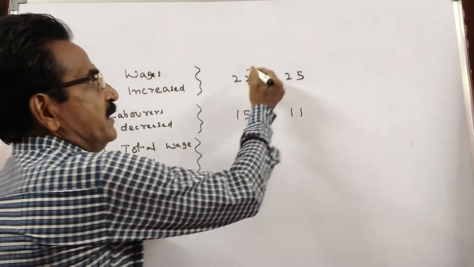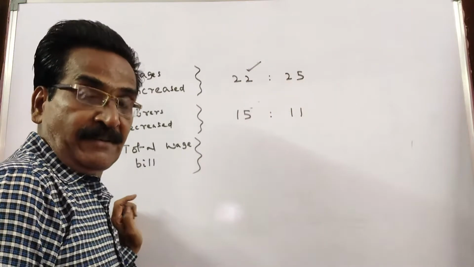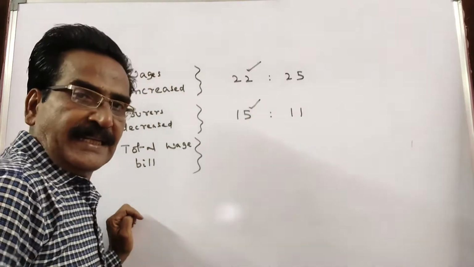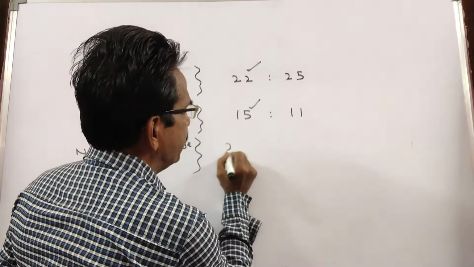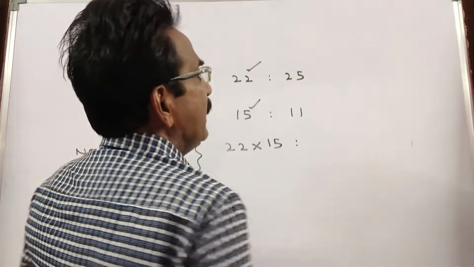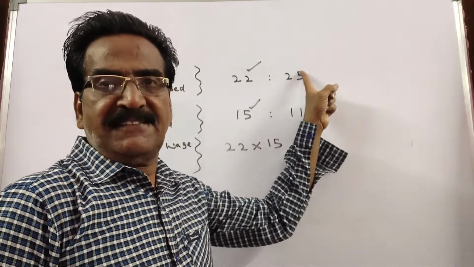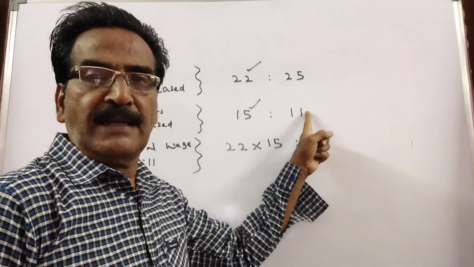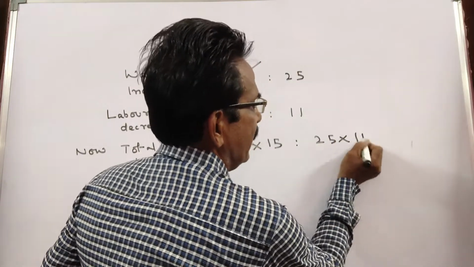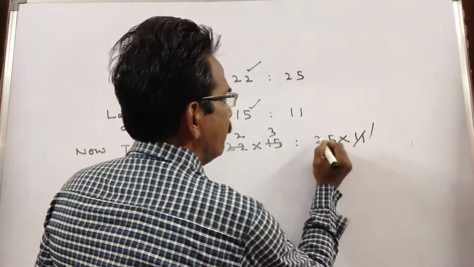See friends, this is the earlier wages. This is the earlier number of laborers. Then the wages bill will be 22 into 15. This is the present wages, and this is the present number of laborers. So the wages bill will become 25 into 11. 11 ones, 11 twos, 5 threes, 5 fives.